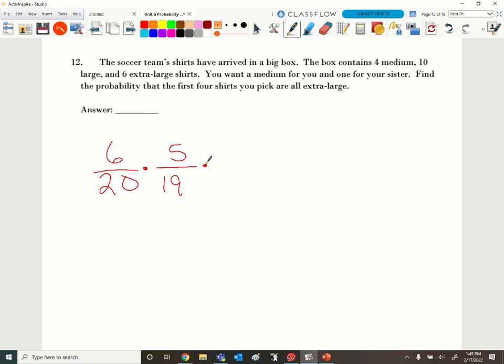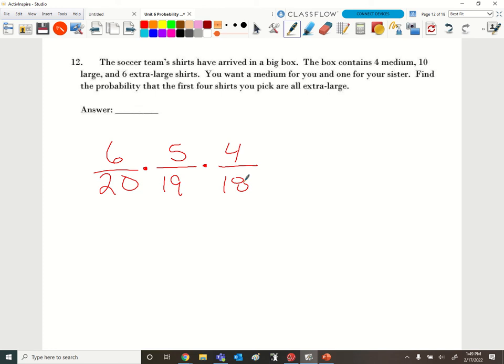All right, so I just took out another shirt, isn't it? My second extra large just came out, and it's now going over here. So now, how many extra larges are left in the box? 4. 4 extra larges are left in the box. But now, how many total shirts are now in the box? 18. So I'm taking this shirt right here. Bam! It is now going over there.